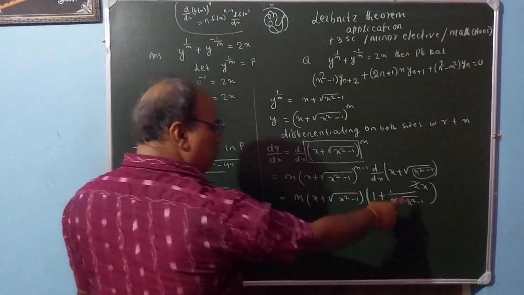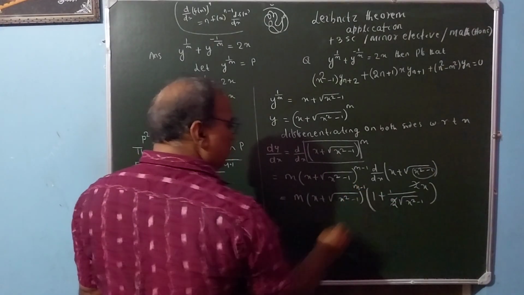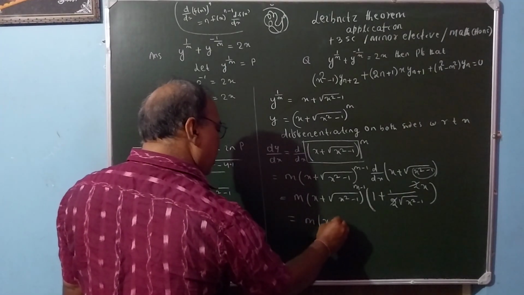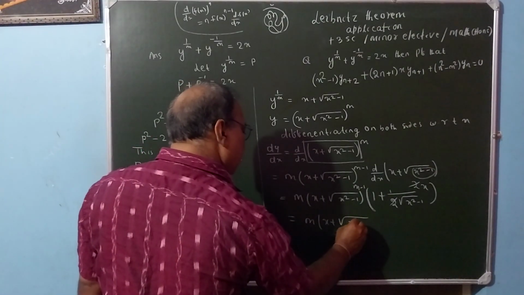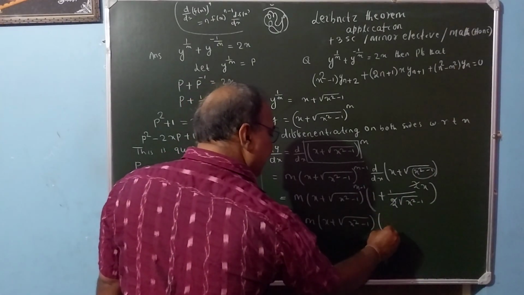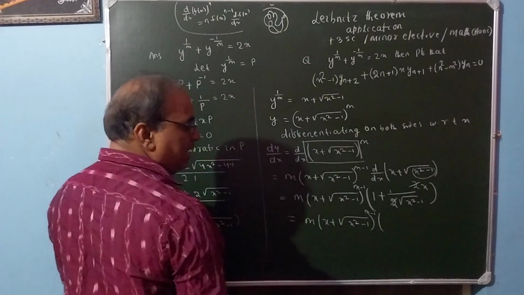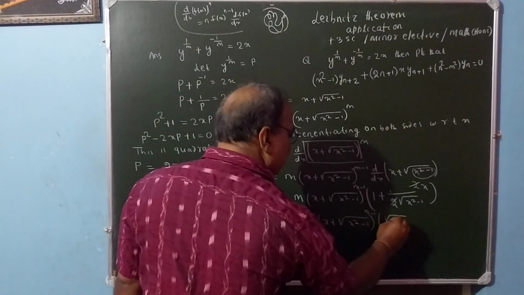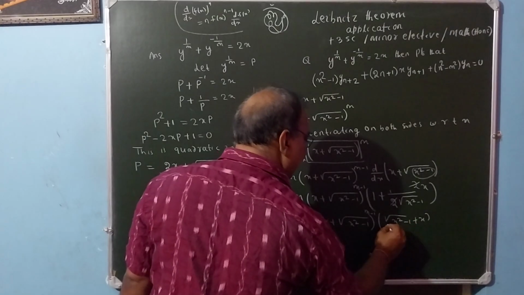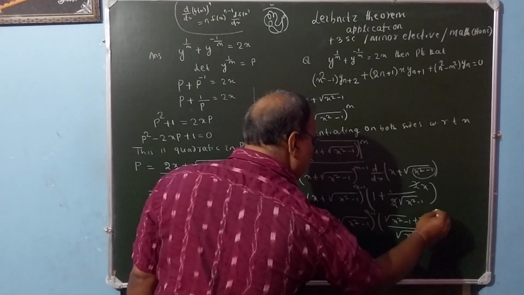Okay, now we have to take the LCM. It is m minus 1. So now m into x plus root over of x square minus 1. Here, taking LCM m minus 1, here it is m minus 1. Here it is x square minus 1 plus x divided by root over of x square minus 1.